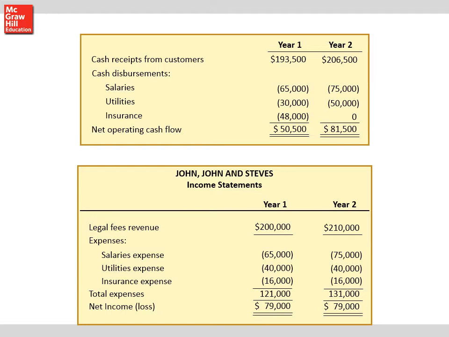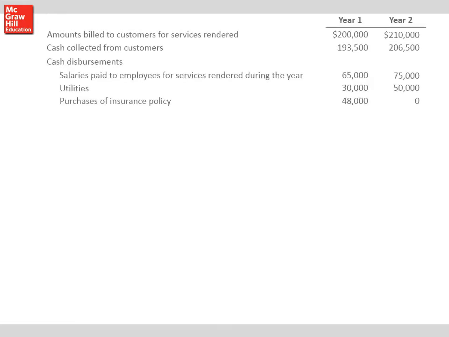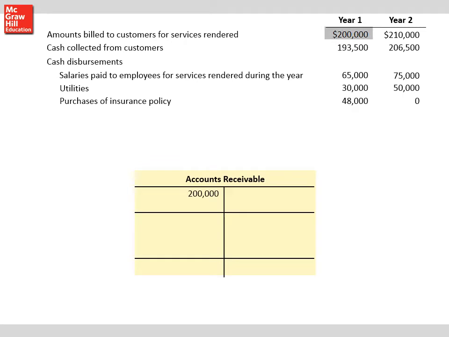So it looks like when we take the 200,000 minus the 193,500, and there it is in the actual T account. The first year's accounts receivable balance will be a debit of 6,500. There's the billing of accounts receivable. Remember, we increase the asset accounts receivable when we bill. We decrease accounts receivable when the customer pays on that.